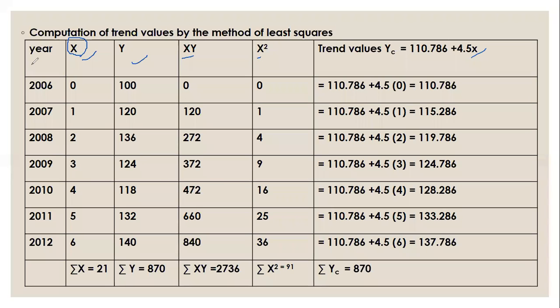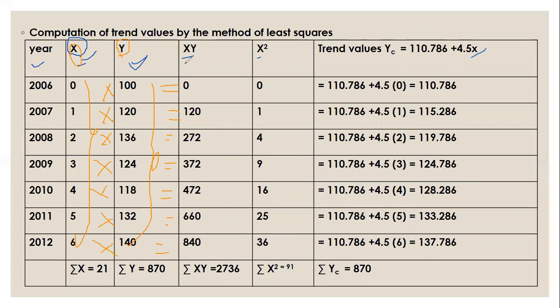Fine. Now, once we have x and y, let us calculate the next column, that is x into y. So just multiply this column and this column. 0 into 100 is 0. 1 into 120 is 120. 2 into 136 is 272. 3 into 124 is 372. 4 into 118 is 472. 5 into 132 is 660. 6 into 140 is 840. So we are just multiplying x into y.